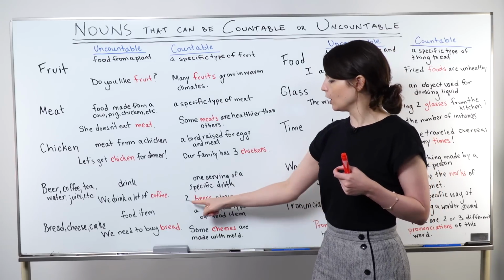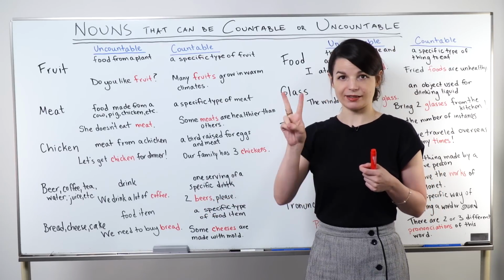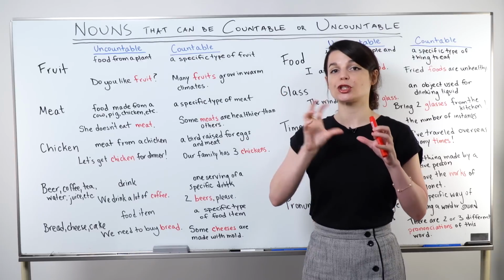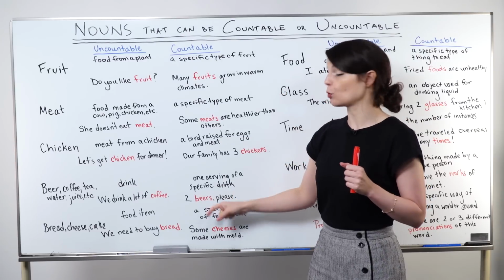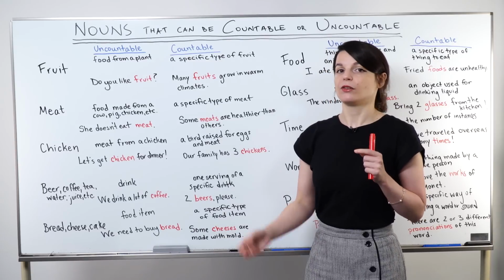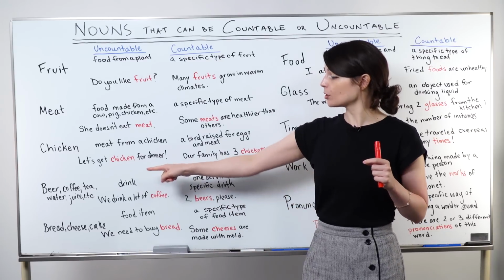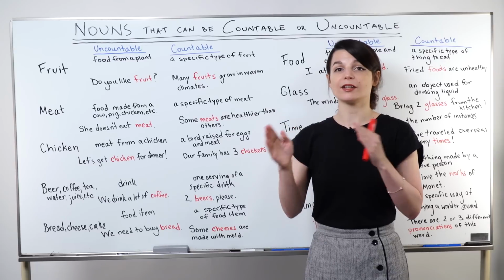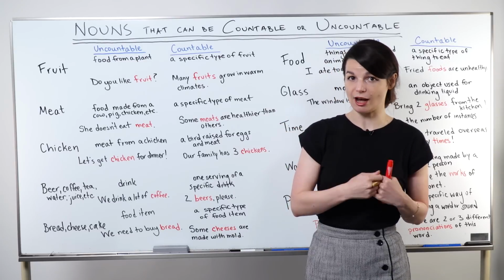So you'll hear "2 beers, please." That means 2 servings of beer. Or "2 waters, please," you might hear. Or "2 juices, please." So we use these as countable nouns to mean 1 serving or 1 portion of that drink.